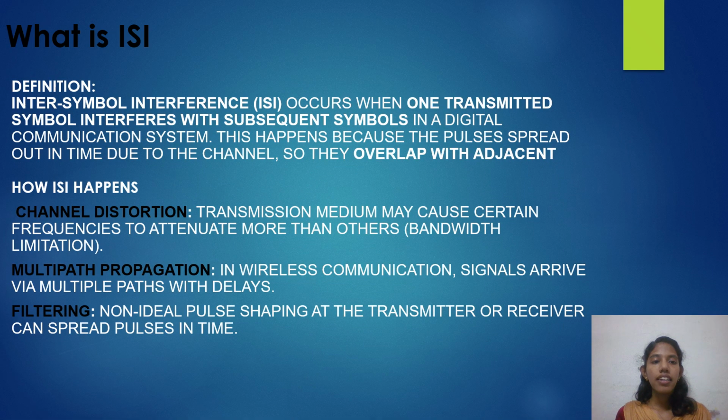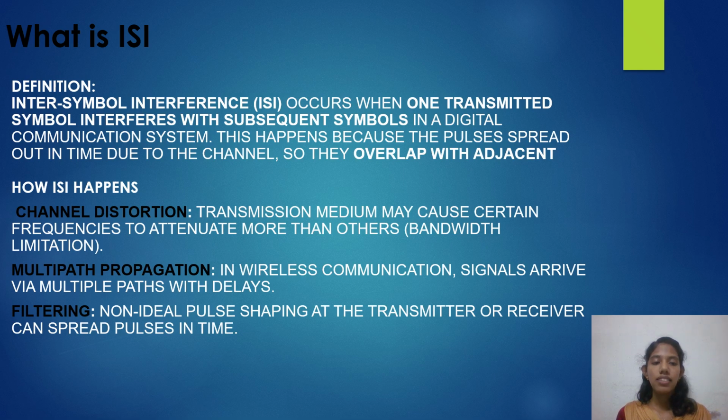What is ISI? Intersymbol interference occurs when one transmitted symbol interferes with subsequent symbols in a digital communication system. This happens because the pulses spread out in time due to the channel, so they overlap with adjacent ones.